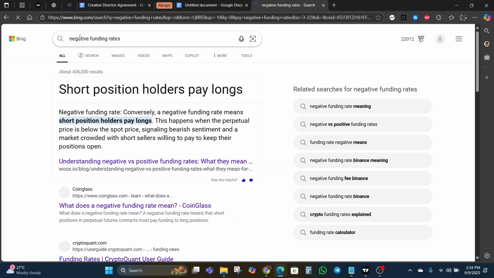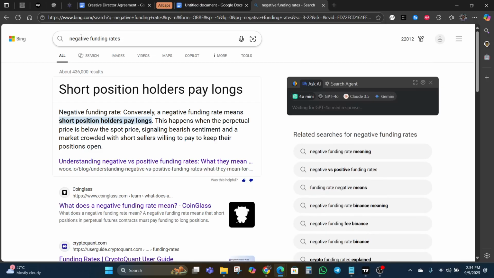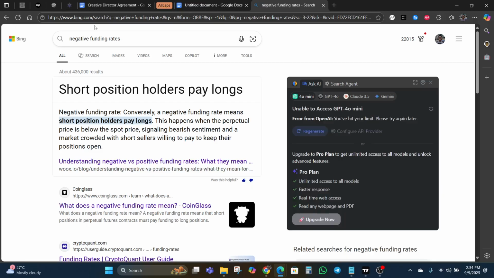Then a negative funding rate, as you would have already guessed, shows that short traders pay long traders, meaning that more short positions are open. So now understanding this gives you insight into market sentiment.